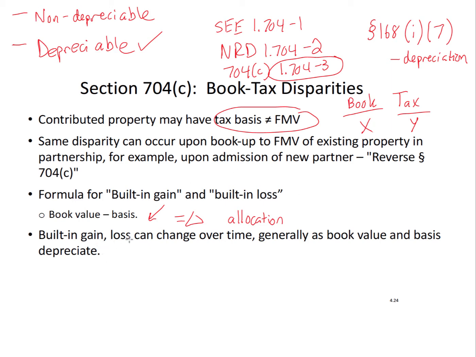So built-in gain or loss can change over time, generally as book value and basis change. The book value can be going up because the value might be going up in a certain item, like a building, or if you book up to fair market value. But generally speaking, depreciation for tax and book purposes differs, so that can create a difference in these items. When you have that difference, again, you can't just simply allocate using normal means.